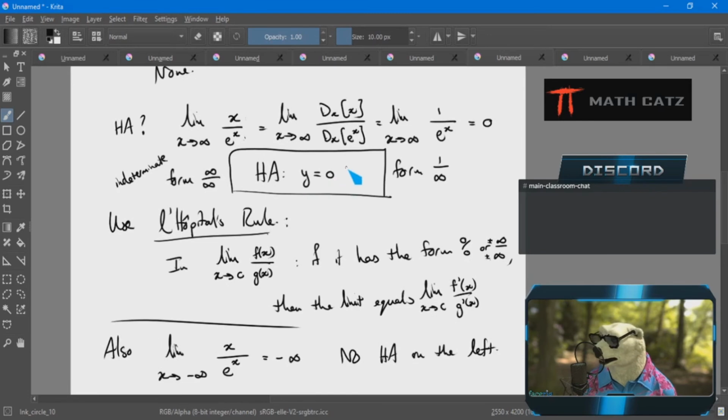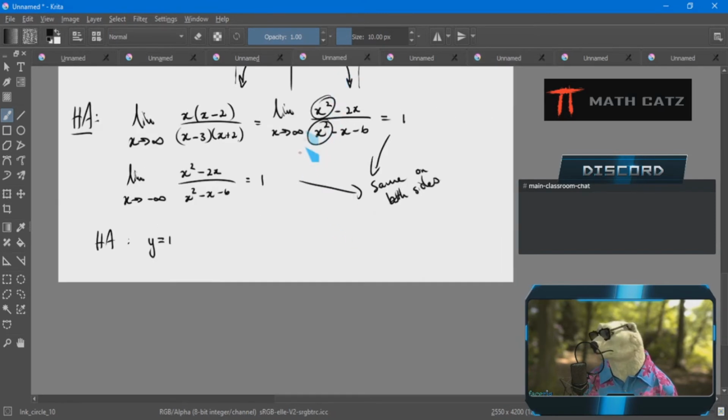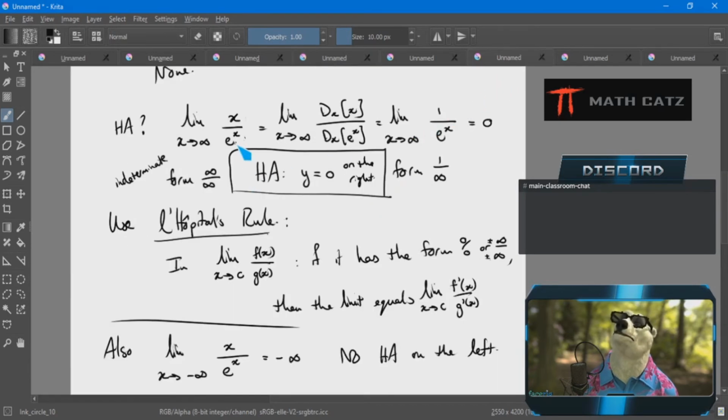And there is a horizontal asymptote on the right. So what I see, in contrast to the rational functions where the horizontal asymptote is always going to be the same on both sides, is that I don't have that symmetry anymore. For something with an exponential component, I could have a horizontal asymptote on one side, but not on the other.